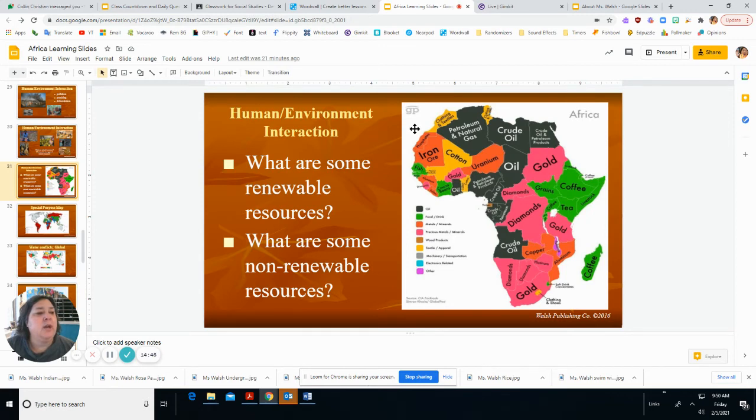Here are some exports. We have coffee and gold and oil, and we have iron and cotton, diamonds, and we have different things, petroleum, cocoa beans, corn. So there's a lot of different exports in Africa.